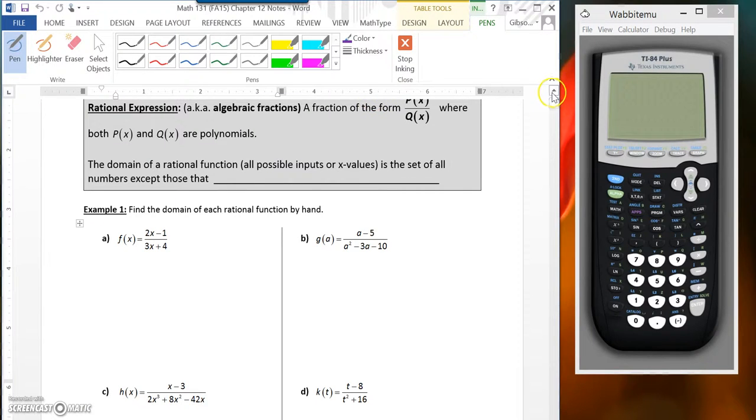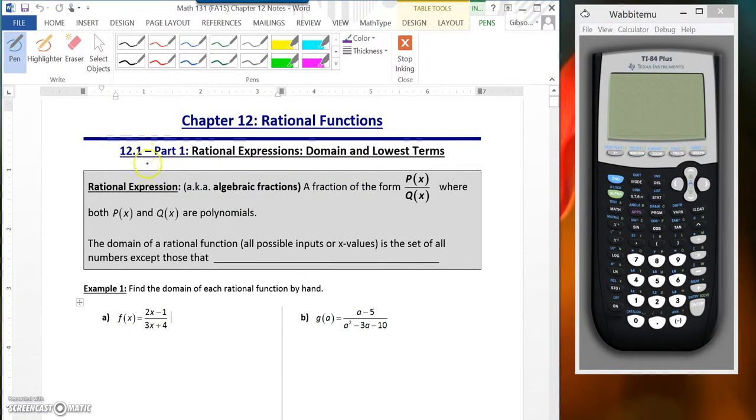Hello class, we're about to start section 12.1 part 1, rational expressions, domain and lowest terms. Rational expressions, aka algebraic fractions, are fractions of the form p of x over q of x, where both p of x and q of x are polynomials.